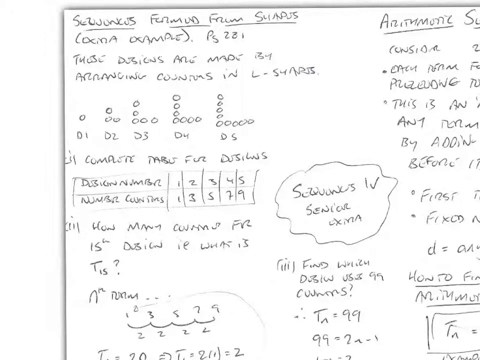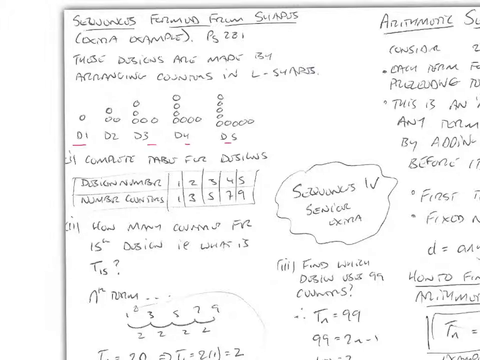Okay, so this is the extra video for senior cycle from the sequences and series. So we'll just give another example going back to sequences formed from shapes. This is from the book, it's on page 281. And it tells us that we have some designs. They're made by arranging counters in L shapes. So there's design 1, 2, 3, 4, 5, and so on.